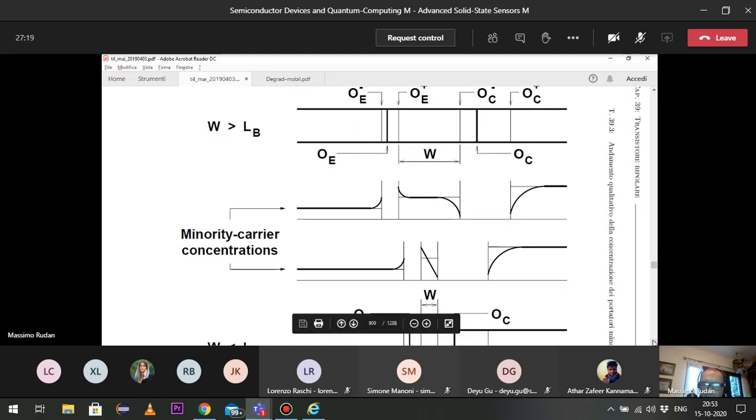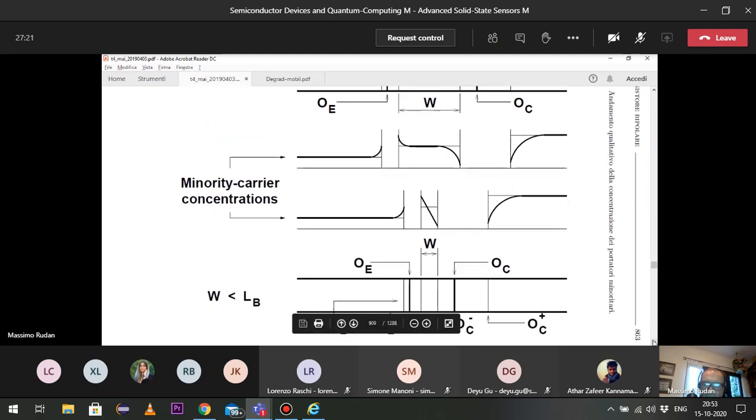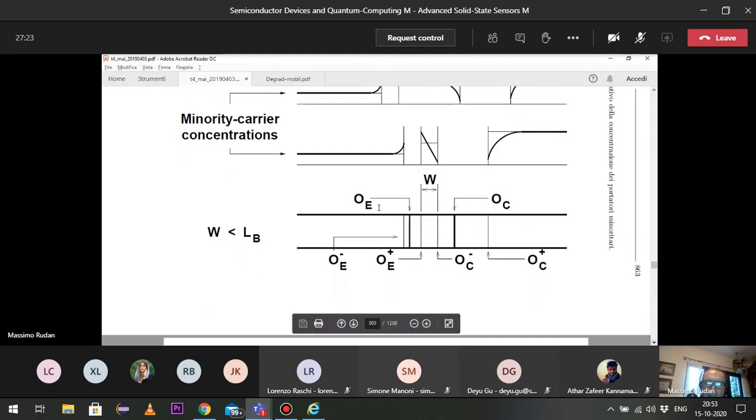Instead, if you consider the proper design in which W is smaller than LB, that means that W is essentially very thin. So the two boundary conditions are kept. They are the same as in the other example, but the behavior of the minority carriers is substantially different. Essentially, there is no asymptotic behavior.